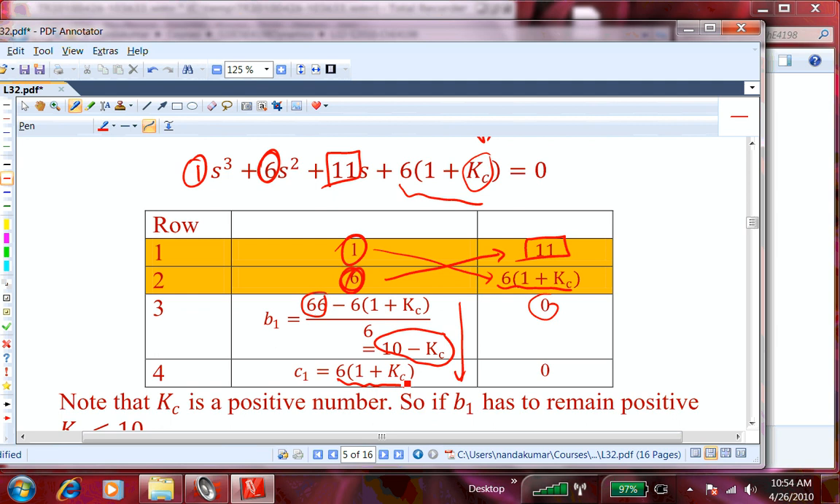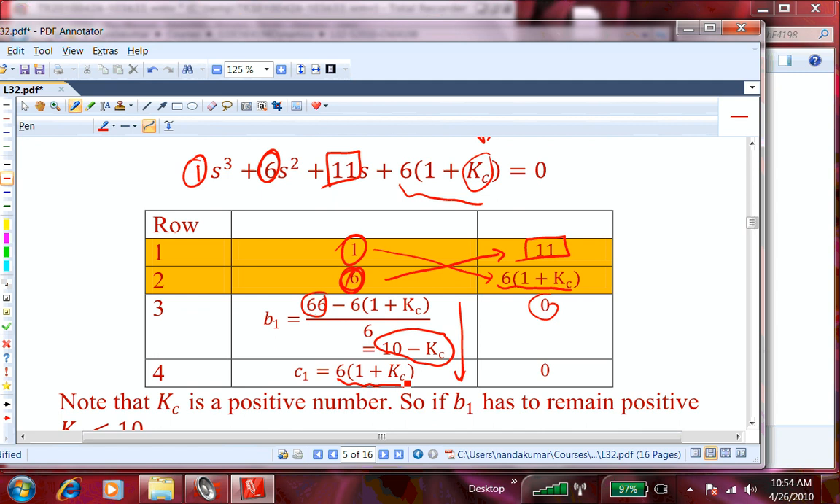Answer the question. For what value of kc will that be unstable? Kc is a tunable proportional constant which can take any value from 0 to infinity. It cannot be negative. Because it's a negative feedback, so kc itself is defined to be any number from 0 to infinity. So what does it tell you about number 4, C1? It's always positive. Now you need to apply inequalities and just logic to decide to answer this question.